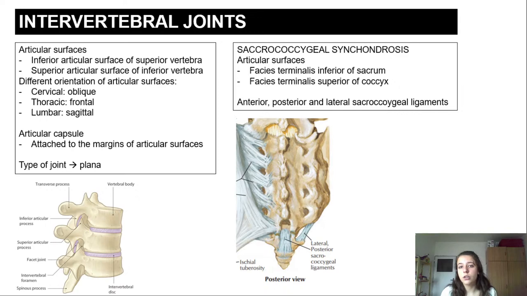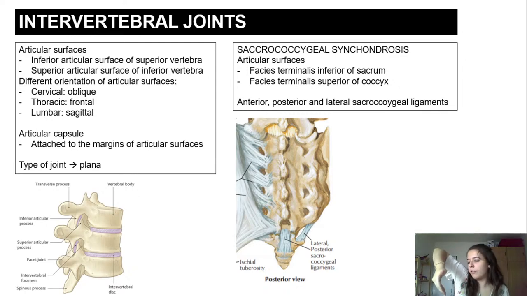Sacrococcygeal synchondrosis. The articular surfaces are the facies terminalis inferior of the sacrum and the facies terminalis superior of the coccyx. And we're going to have three ligaments here. This is the posterior, sorry. Posterior, anterior on the other view, and the lateral sacrococcygeal ligaments, which help to keep the coccyx in its position, and they also serve for the opening of the birth canal for women during labor, and they're important for that because the coccyx.